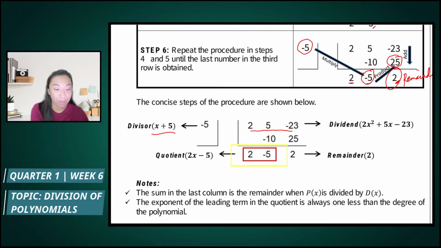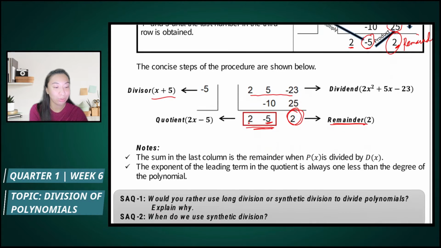This will be the coefficients of our quotient. Since there are only two numbers, meaning there are only two terms. So negative 5 will be our constant, and then positive 2 is the coefficient of the next term, which is the linear term, so 2x. And then the last entry in our last column is the remainder.